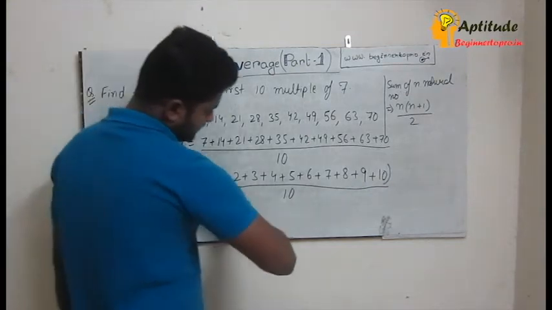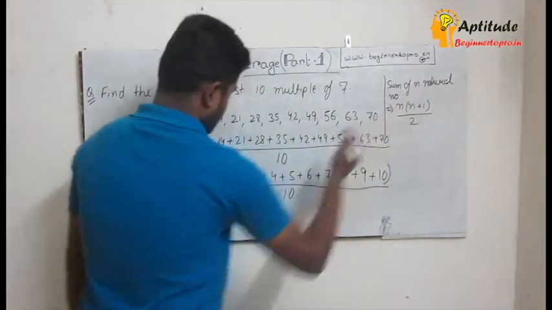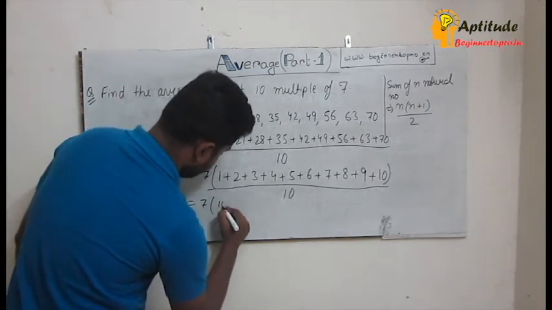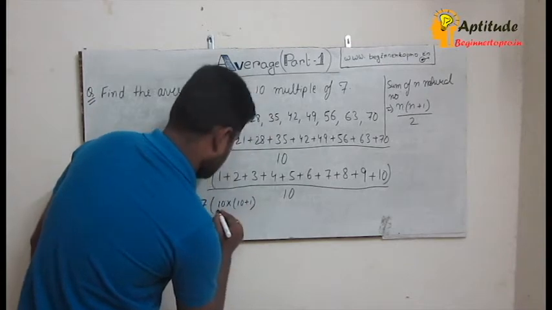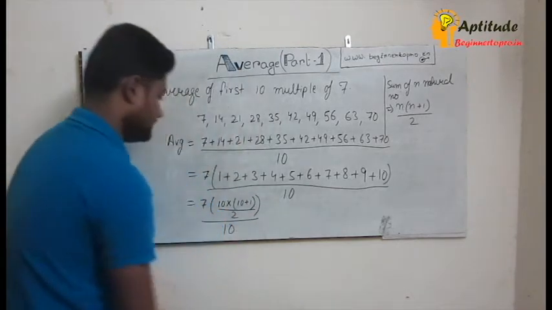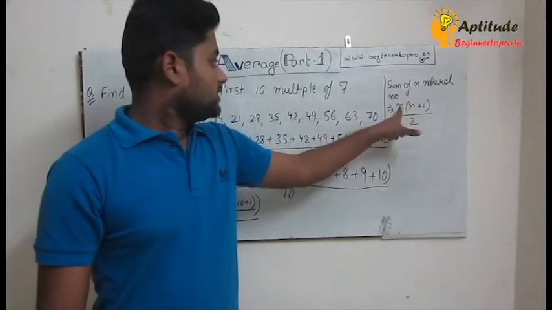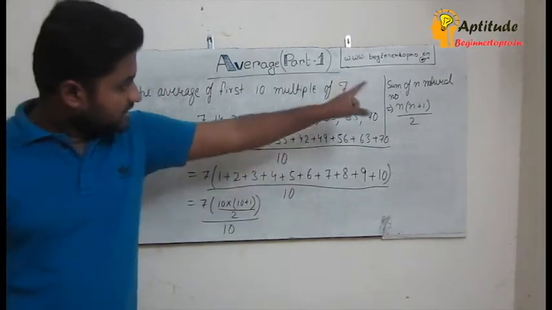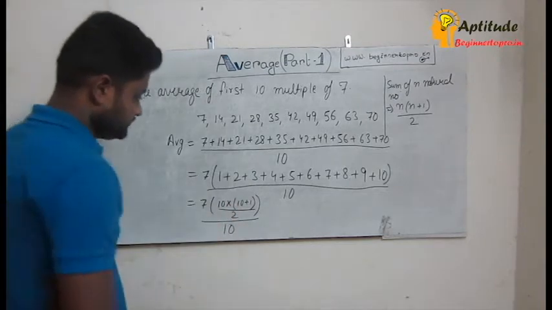So this is nothing but the sum of the first 10 natural numbers. Okay. So can we write this as 10 into (n plus 1) by 2, whole upon 10? Since we know from here that the sum of n natural numbers is n into (n plus 1) by 2. So what will be the sum of 10 natural numbers? 10 into (10 plus 1) upon 2.